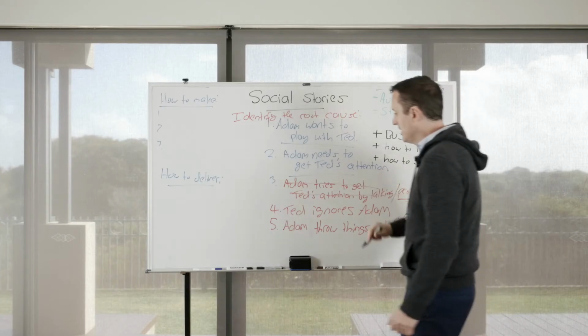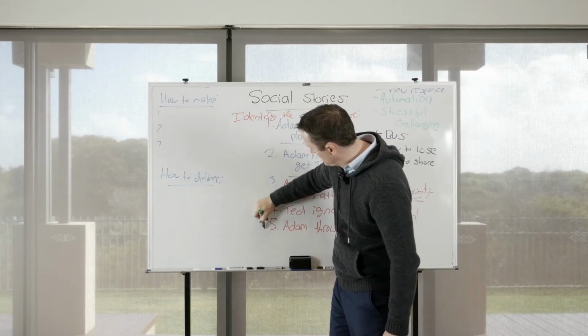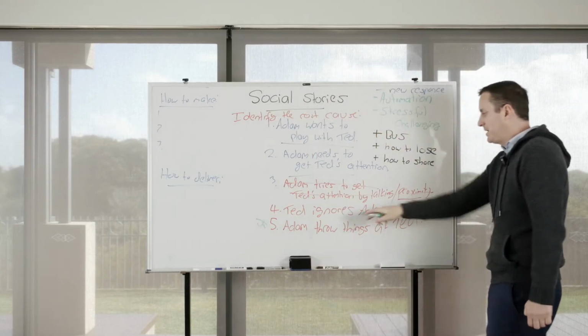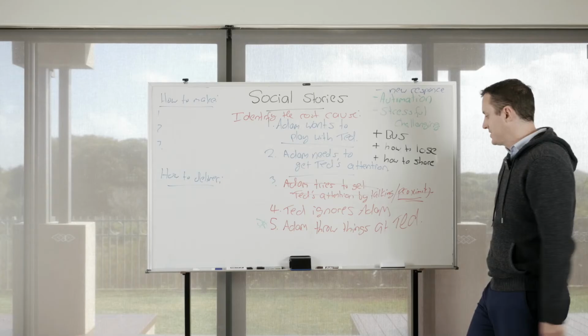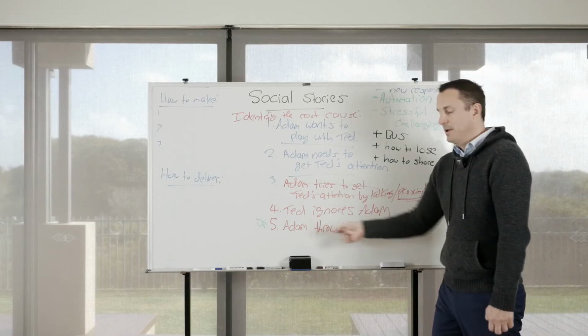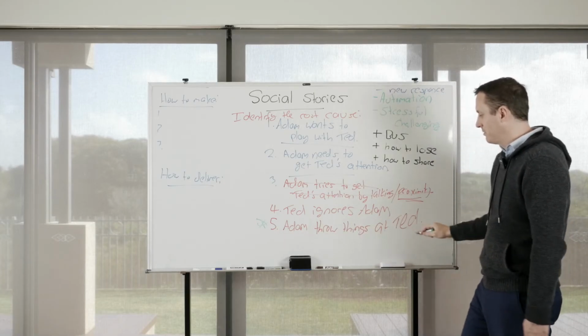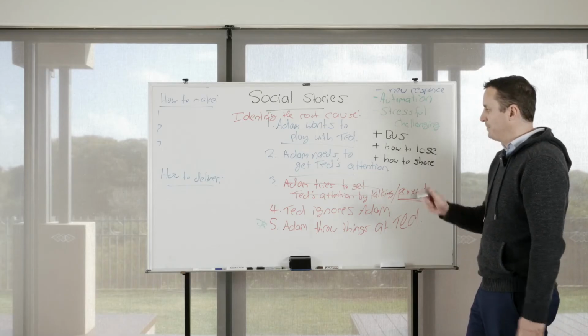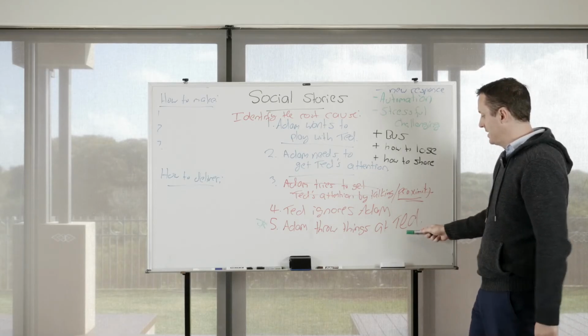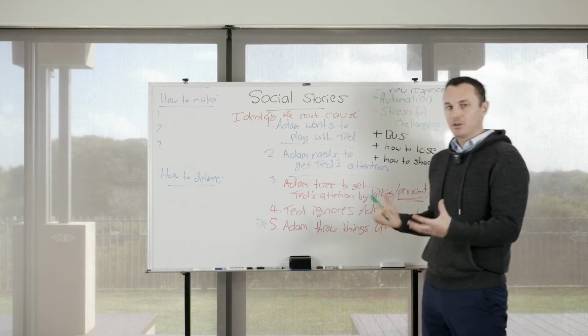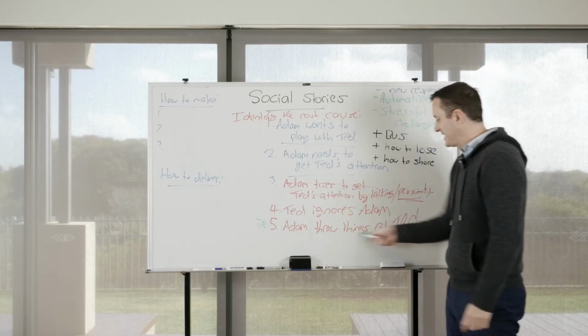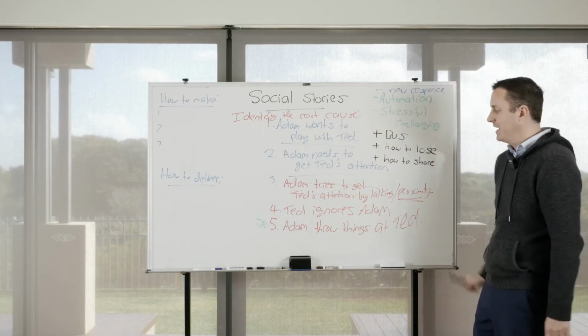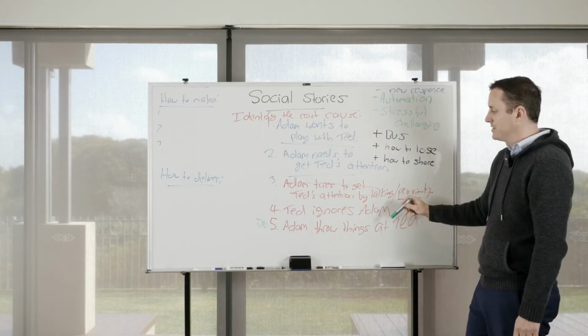So the root cause of this behavior is a lack of social skills and a desire to play with Ted. It is not a desire to throw things at Ted because this student is just a naughty student. Now that is called the surface behavior. So the surface behavior goes there. So all we see is Adam being a bit of a pain, Adam being a difficult and annoying person, throwing things, breaking school rules.